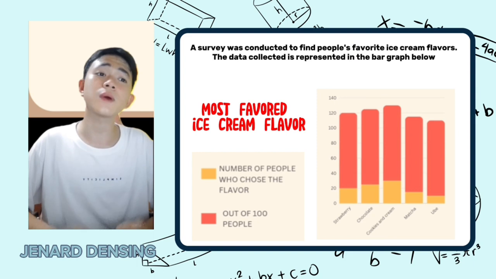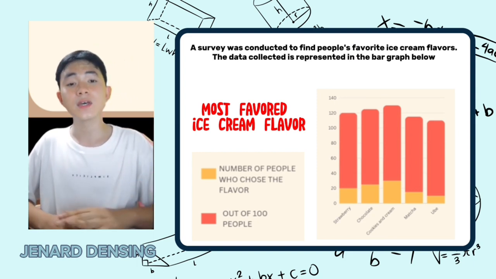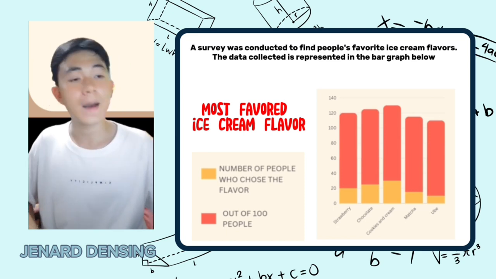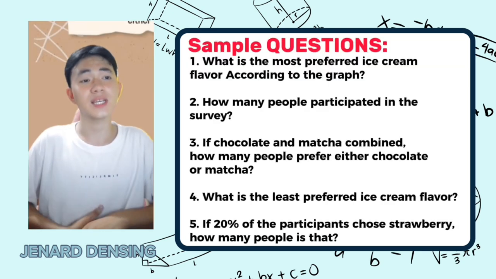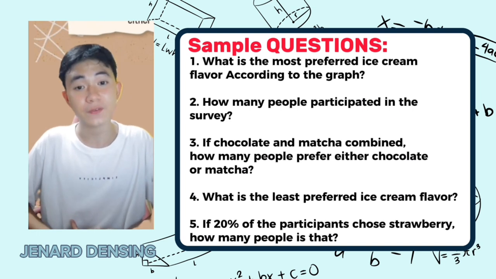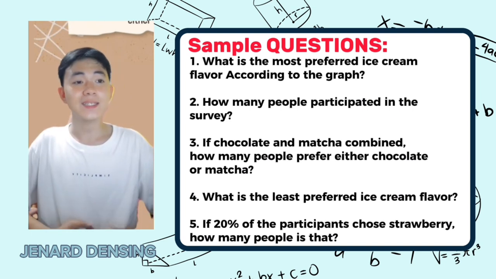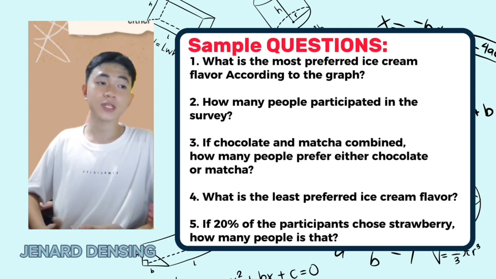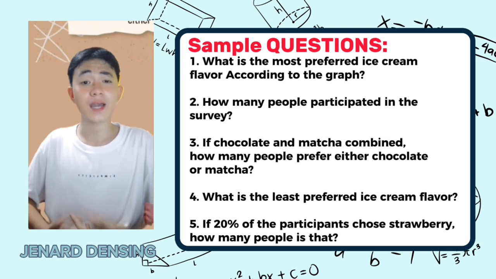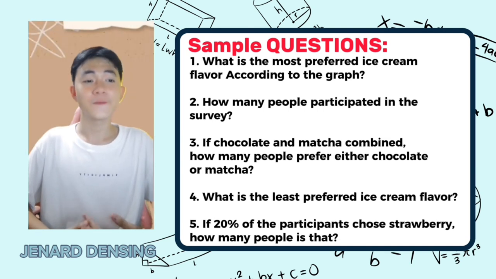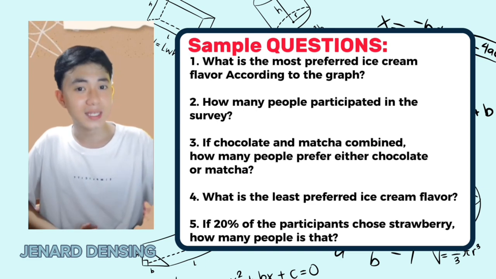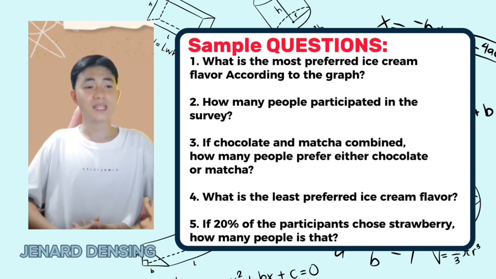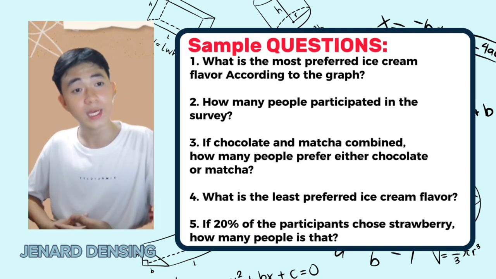I have also prepared 5 different questions that we can solve just according to the bar graph that I have made. The first question is, what is the most preferred ice cream flavor according to the graph? Second, how many people participated in the survey? Third, if chocolate and matcha are combined, how many people prefer either chocolate or matcha? Fourth, what is the least preferred ice cream flavor? And the last but not the least, number 5, if 20% of the participants chose strawberry, how many people is that?